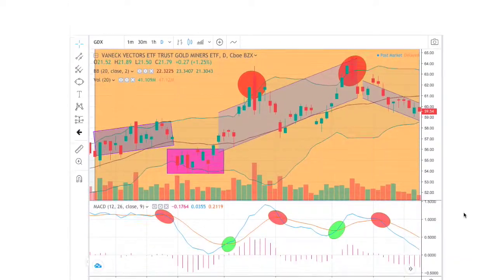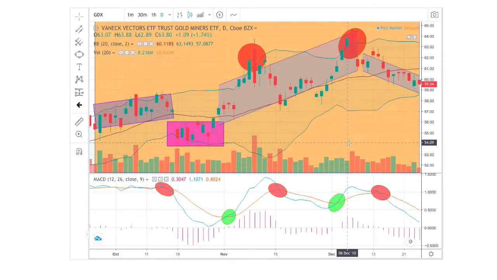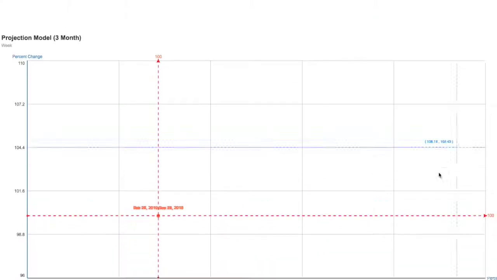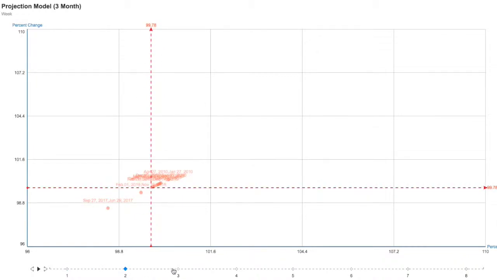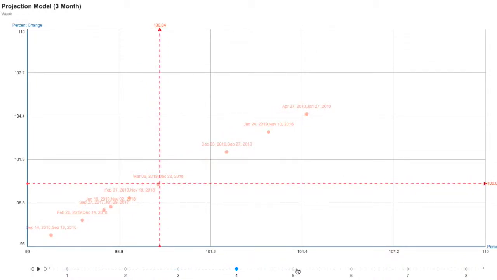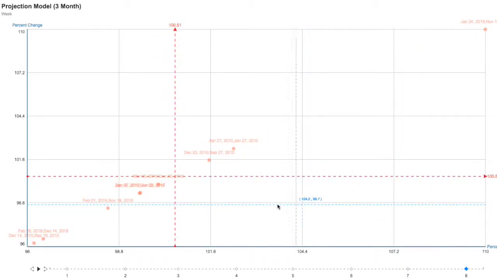So what does this mean? I believe that this trend holds a key to where GDX will head to in the next coming days. And this trend is December 23rd to September 27th, 2010. And let's look where that heads to in the projection model. So this is day 1, day 2, day 3, day 4, day 5, day 6, and day 7.